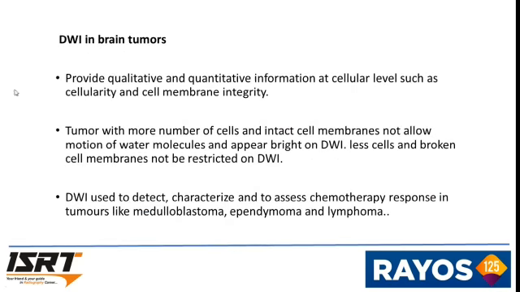Diffusion weighted imaging in brain tumors. Diffusion weighted imaging provides qualitative and quantitative information at a cellular level, such as cellularity and cell membrane integrity. Tumors with more cells and intact cell membranes do not allow motion of water molecules and appear bright on diffusion weighted imaging. Fewer cells and broken cell membranes are not restricted on diffusion weighted imaging. It is used to detect, characterize, and assess chemotherapy response in tumors like medulloblastoma, ependymoma, and lymphoma.